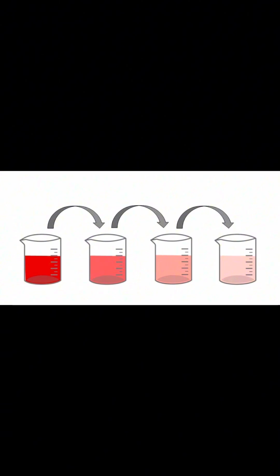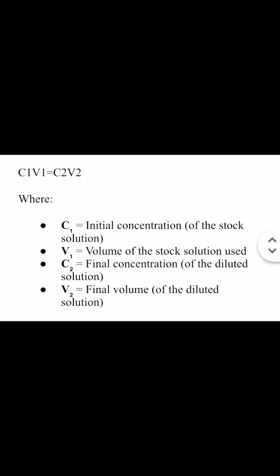A dilution refers to the process of reducing the concentration of a solution, typically by adding solvent to the stock solution. We use the equation C1 times V1 equals C2 times V2, where C1 equals the initial concentration of the stock solution, V1 equals the volume of the stock solution used, C2 equals the final concentration of the diluted solution, and V2 equals the final volume of the diluted solution.